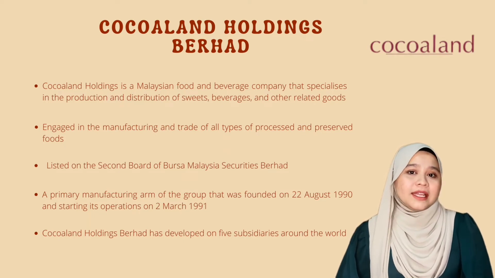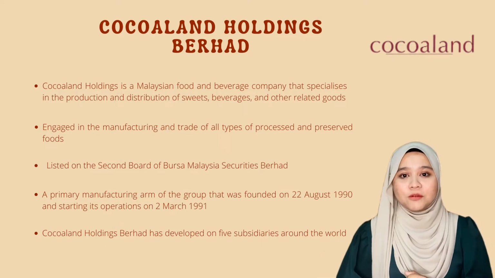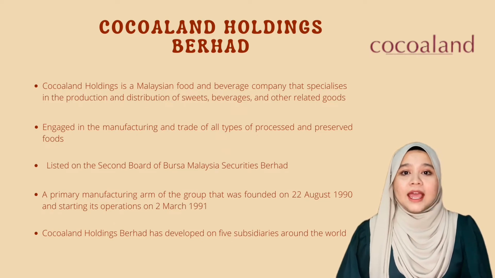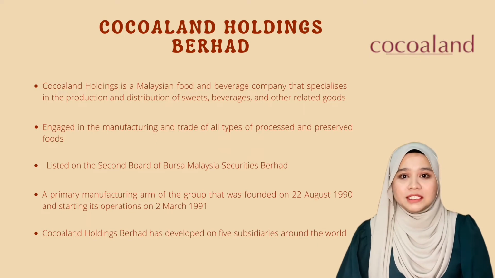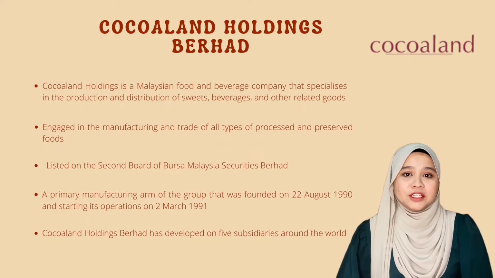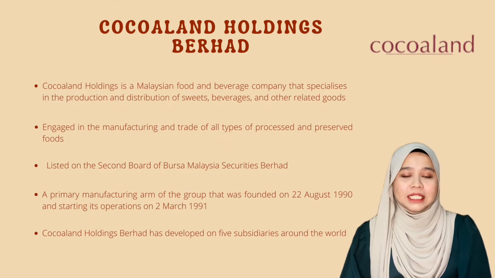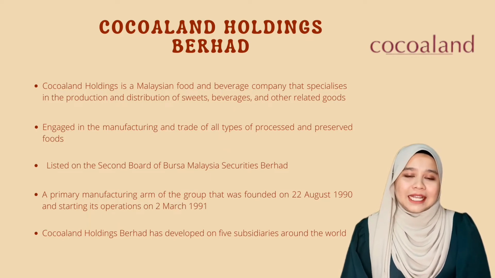Kokwalin Industri Berhad is a primary manufacturing arm of the group that was founded on 22 August 1990 and started its operation on 2 March 1991. And for today, Kokwalin Holdings Berhad has developed 5 subsidiaries around the world, which is a leading manufacturer of sugar confectionery products in Malaysia, including fruit gummies, candies, chocolate, wafers, and snacks.